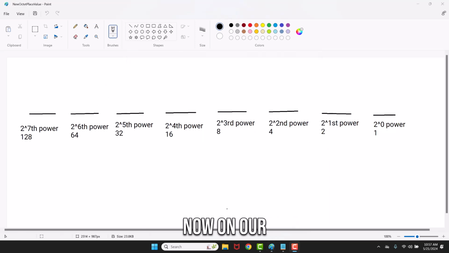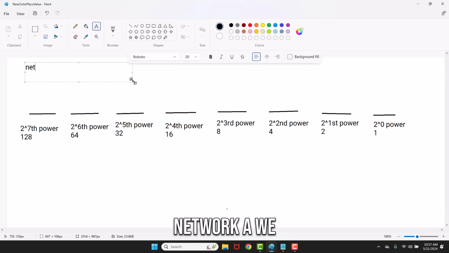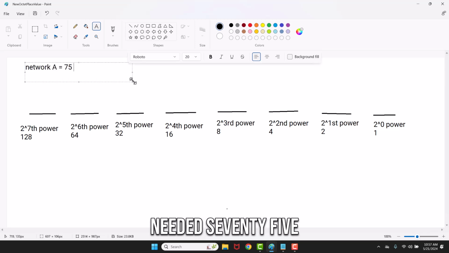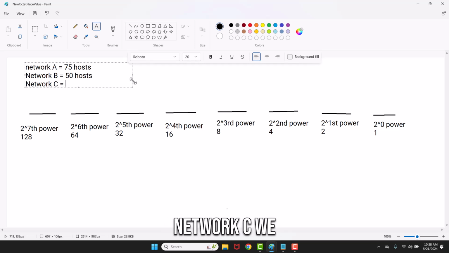networks. Now, on our first network, and I'm going to write it over here just so that we remember it, on our first network, network A, we needed 75 hosts. In network B, we needed 50 hosts, and in network C, we needed 25 hosts. So how many zeros? Because remember, we're solving for number of hosts. We're back to how many zeros do I have to keep?